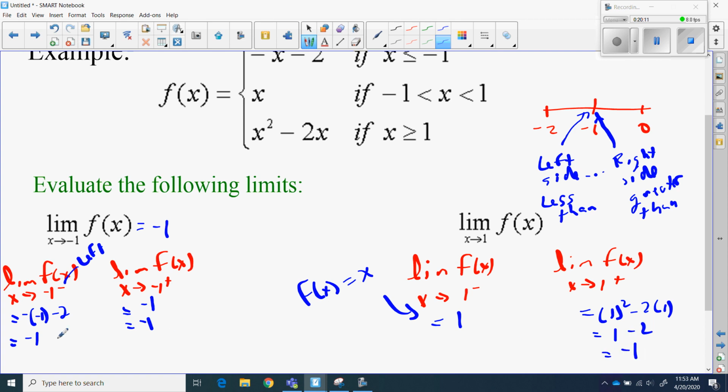Now, unlike the last time, where these were the same and so our answer was that number, the left side is 1 and the right side is -1. If the left side and right side are different, then our answer up here is going to be does not exist. Reason being, the limit as you approach the number 1 from the left and the limit as you approach the number 1 from the right are different. All right, so there's your first example of how you can evaluate limits as you're dealing with a piecewise function.